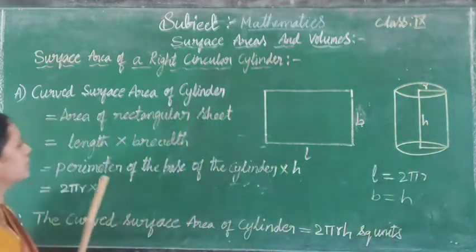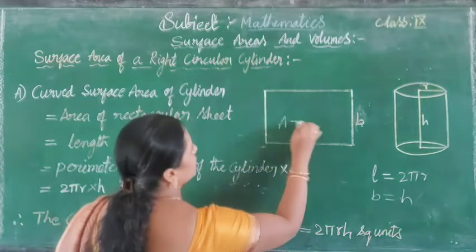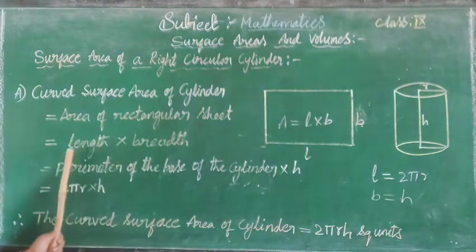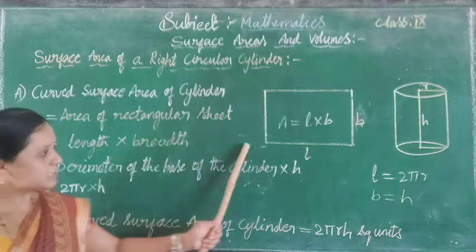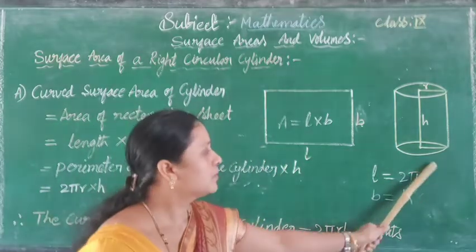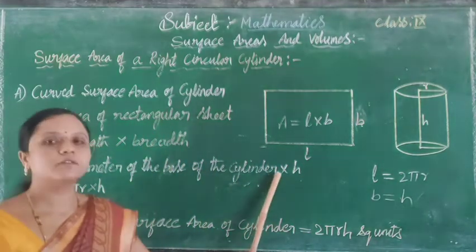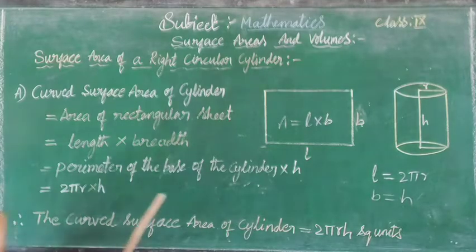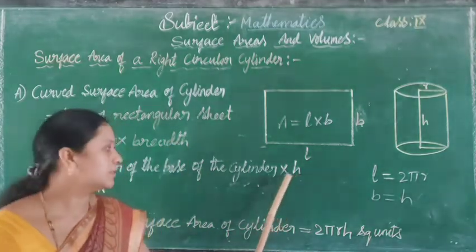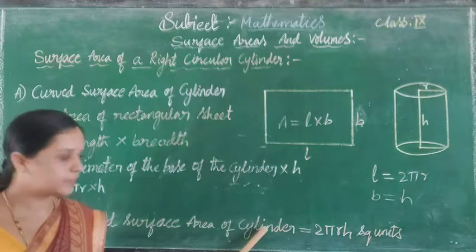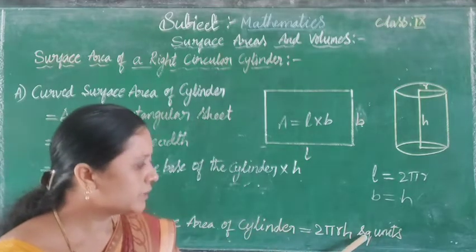What is the area of the rectangular sheet? Yes, the area of this rectangle is equal to length into breadth. What is its length? Length is nothing but the perimeter of the circular base, that is, the perimeter of the base of the cylinder, 2 pi r, and breadth is nothing but the height of the cylinder, h. So then we get 2 pi r into h, which is 2 pi r h. Therefore, the curved surface area of a cylinder is equal to 2 pi r h square units.